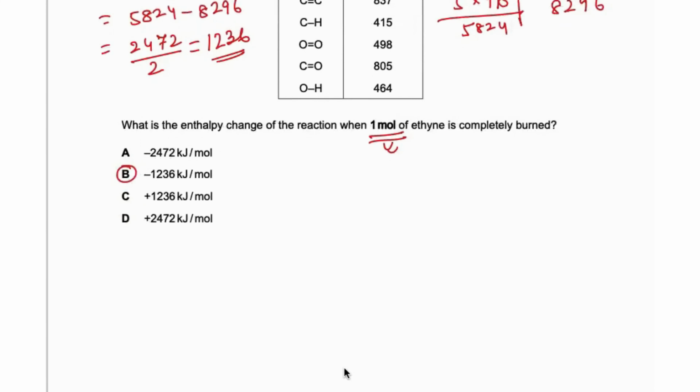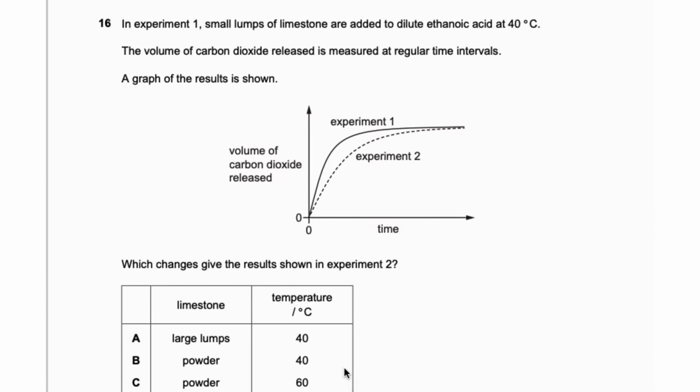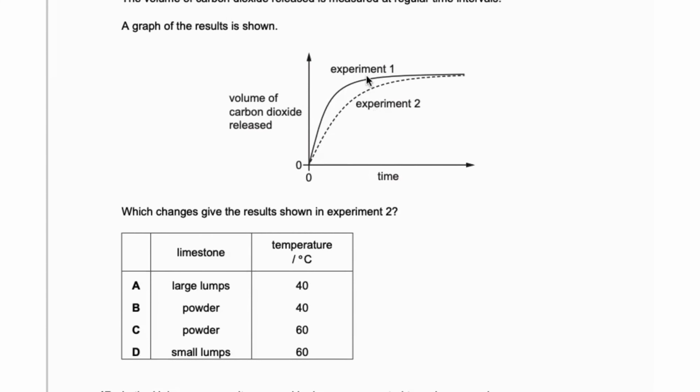Question 16. In experiment 1, small lumps of limestone are added to dilute ethanoic acid at 40 degrees Celsius. The volume of carbon dioxide released is measured at regular time intervals. A graph of the result is shown. This is the graph, experiment 1 and experiment 2.